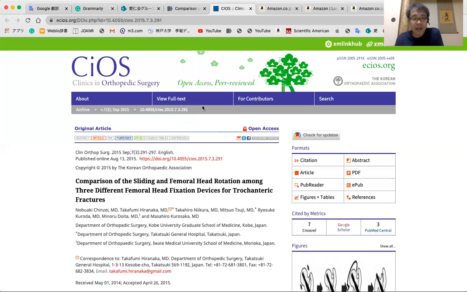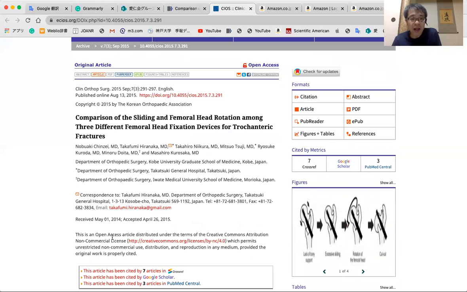This is a paper in Clinics in Orthopedic Surgery, the official journal of the Korean Orthopedic Association. This is Dr. Chinze, my junior, and we compared three different femoral head fixation devices, including the screw and the blade.